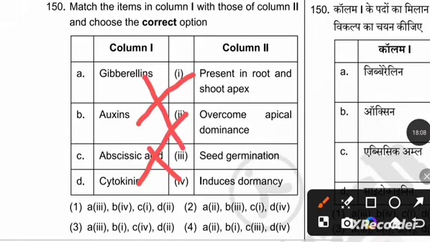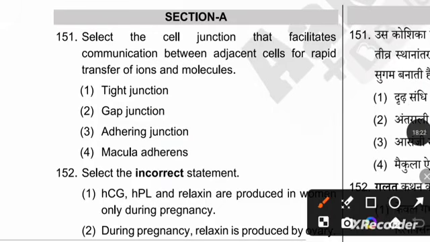So this is the correct matching, children. Gibberellin helps in seed germination, auxin is present in root and shoot apex, abscisic acid induces dormancy, and cytokinin overcomes apical dominance. Let us see the questions related to zoology.